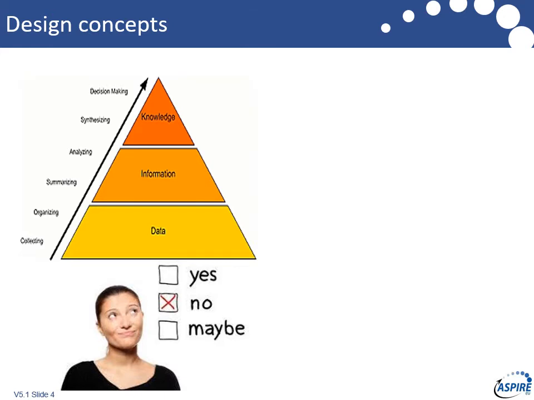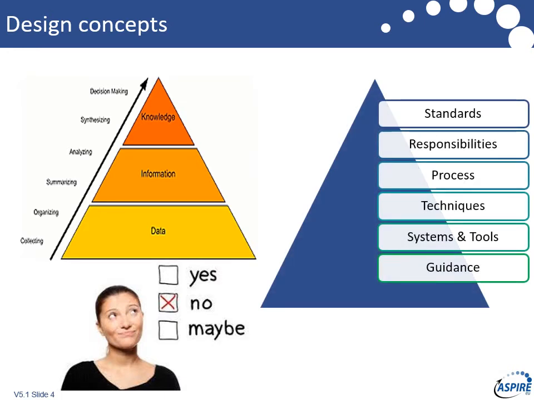So what sort of data do we need to gather when we're thinking about designing a system or a control? Well, we need to have standards, we need to have responsibilities defined, we need to understand the processes, and we're going to need to understand the techniques we're going to use. Are we milestone tracking, earned value? Are we tracking against outcomes? Are we tracking against business change? We need to think about the storage and the systems and the guidance that we're going to use.